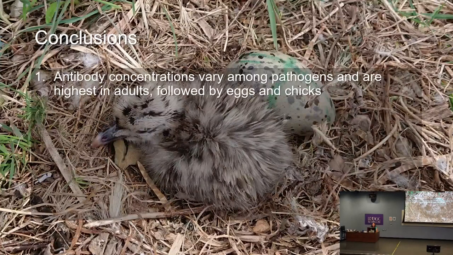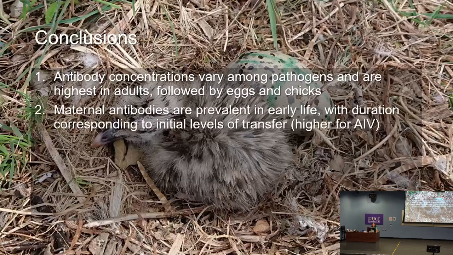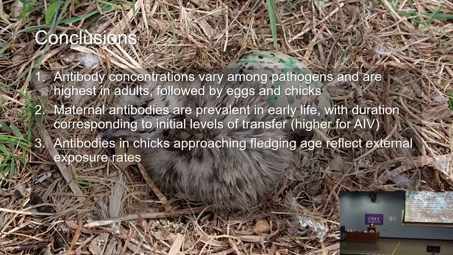So, in conclusion, we found different concentrations of antibodies among pathogens and higher antibody levels in adults followed by eggs and chicks. We found maternal antibodies being prevalent in early life, with higher rates for pathogens at which higher levels of antibodies had been transferred in eggs.